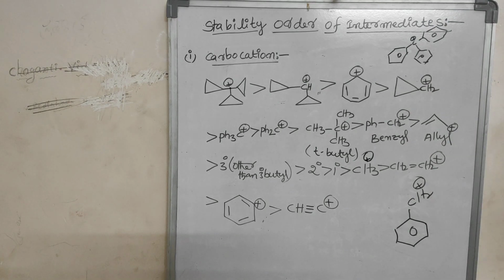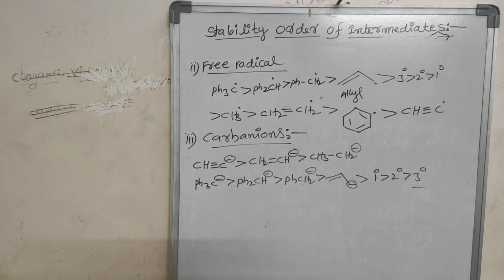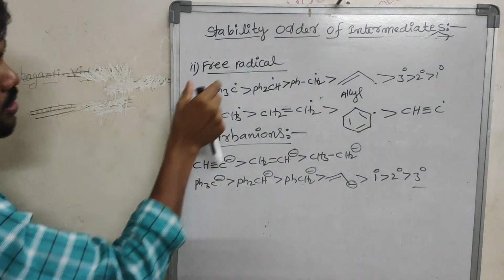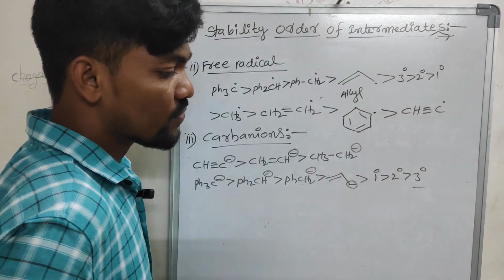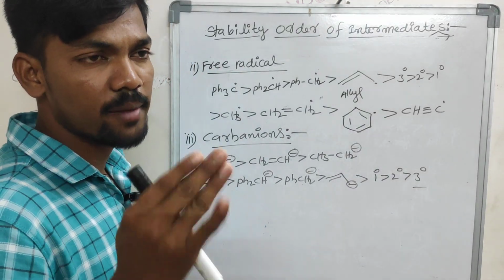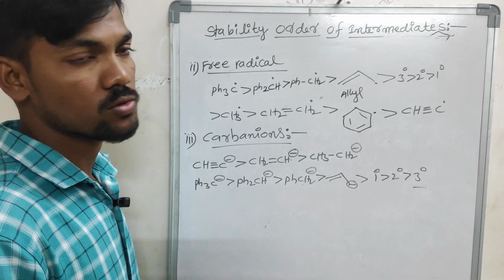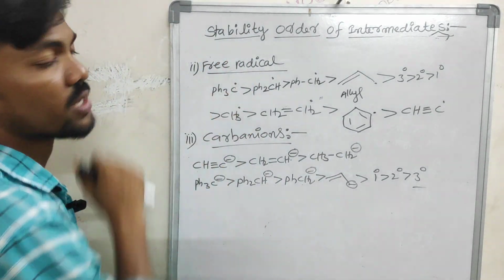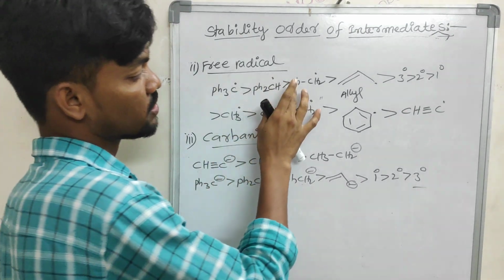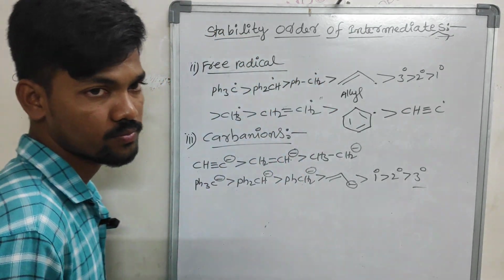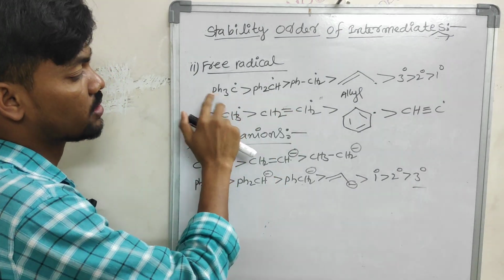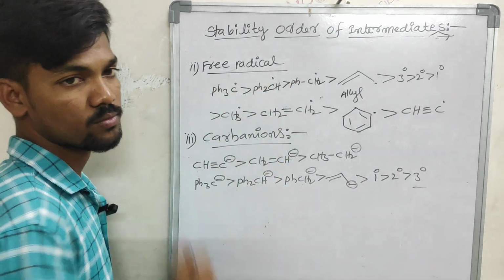Next we are going for carbanion stability. Okay friends, listen. Next stability order, free radical. Before carbanion stability, you have to go for free radical. Free radical and carbocation have the same configuration, I mean sp2 carbons. So phenyl groups are there, the Ph2CH and Ph3C groups. This is the line: 3 rings, 2 rings, 1 ring.